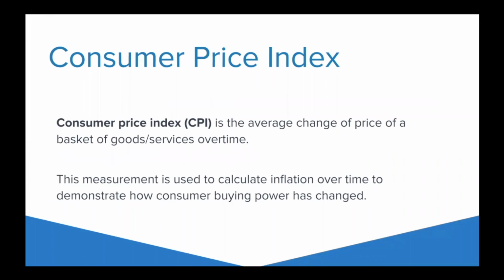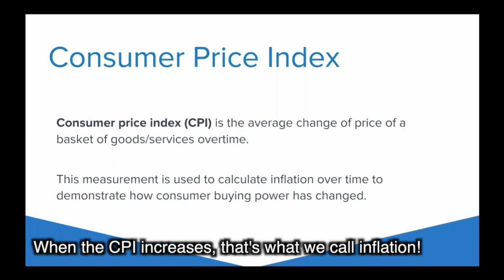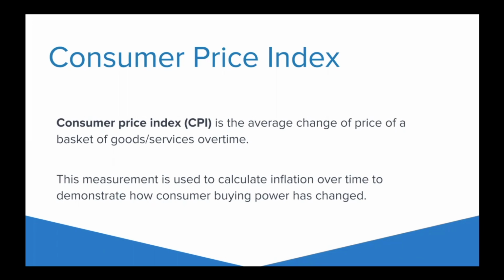Consumer Price Index, or CPI, is the average change of a price of a basket of goods and services over time. This measurement is used to calculate inflation over time to demonstrate how consumer buying power has changed. What exactly does it mean by basket of goods and services? This is just a saying for the average things an average person would buy. Examples include food, transportation, and clothes. All of these things would be included in the basket since they are the typical things that a typical person would spend money on. The CPI takes into consideration the changes of prices to these goods to determine the changes in the cost of living and how consumer buying power is affected.